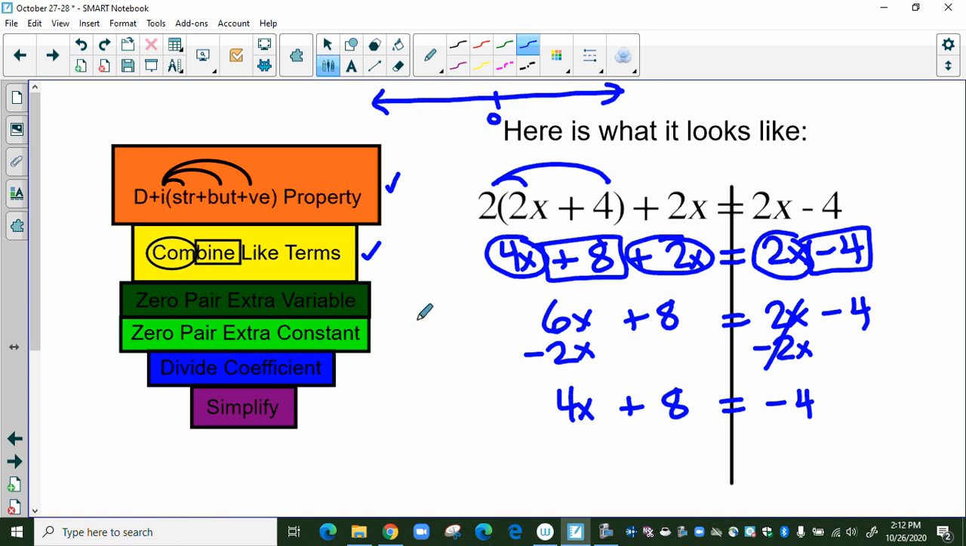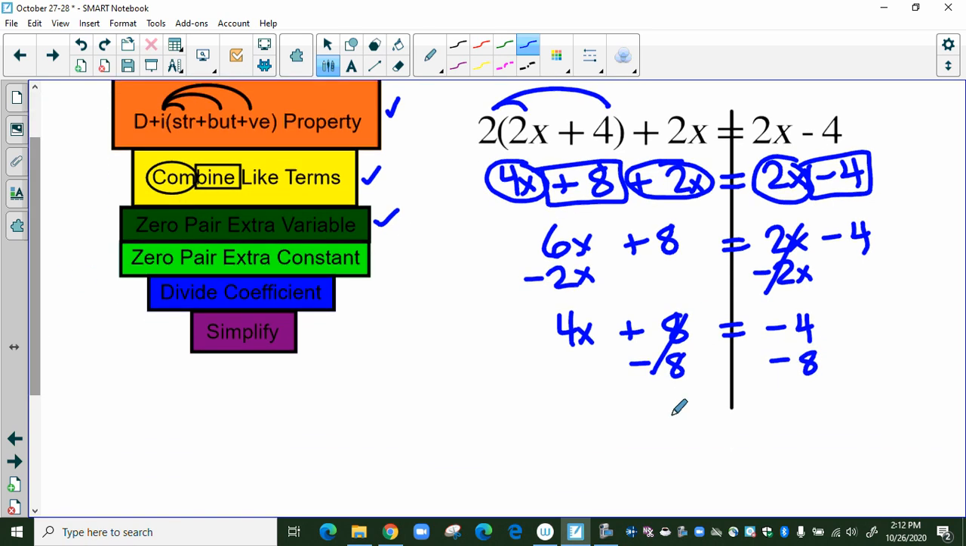And then at this point, that's this. Now we're going to finish off the problem like normal. Now I'm going to zero pair my extra constant. So what we're doing in these problems is we're doing two zero pairs in a row. Zero pairing a variable, zero pairing a constant. Divide, and you get your final answer.